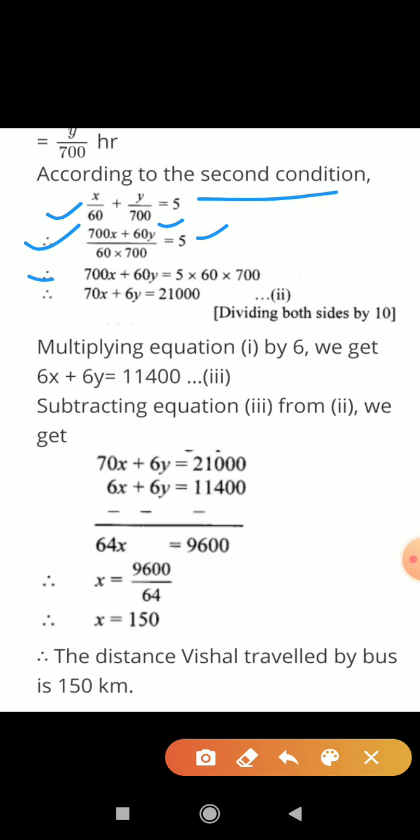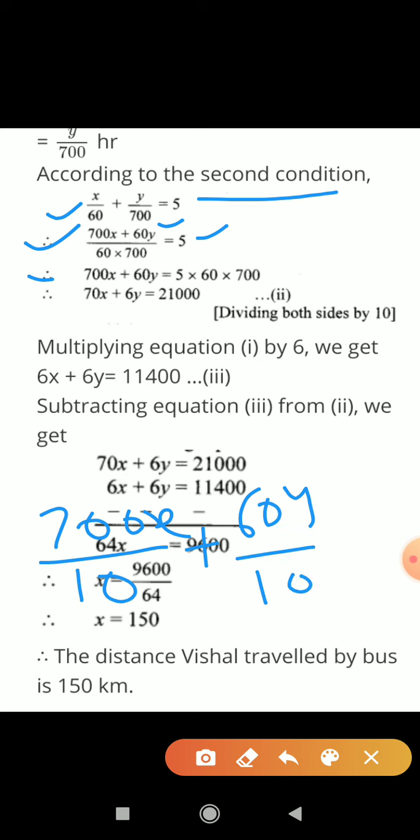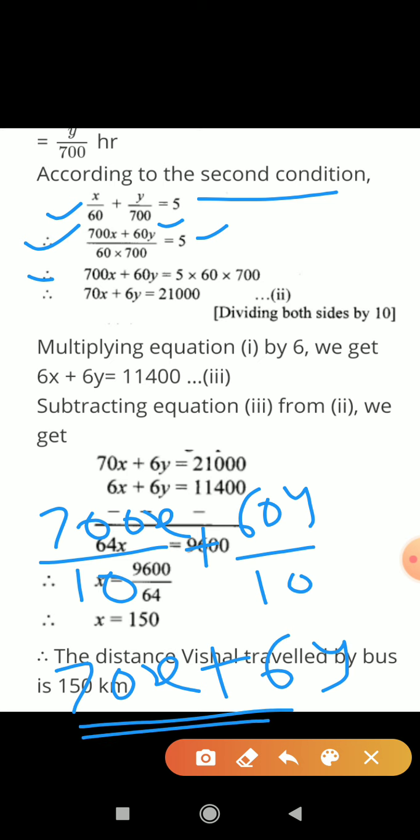Okay, now we can divide by the common factor, that is 10, on both sides of the equation. Suppose here we write separately. So 700x, we can divide this by 10, plus 60y, this is also divided by 10. We solve the left side first. So 700 divided by 10 becomes 70x, and 60 divided by 10 becomes 6y. So the left side becomes 70x plus 6y.